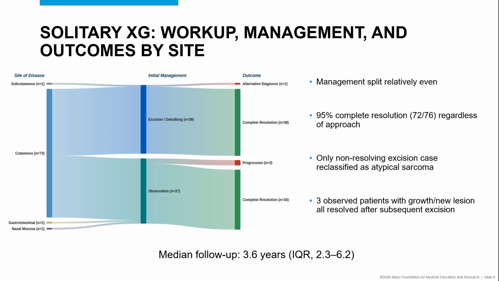We had one case that was excised that initially was diagnosed as solitary xanthogranuloma of a subcutaneous lesion, but when they underwent surgical resection, they were diagnosed as an atypical sarcoma. And then there were 3 patients who underwent observation for their solitary xanthogranuloma that had some local progression of their lesions, but then they were excised and achieved complete resolution at follow-up. This data is over a median follow-up of right over 3.5 years.